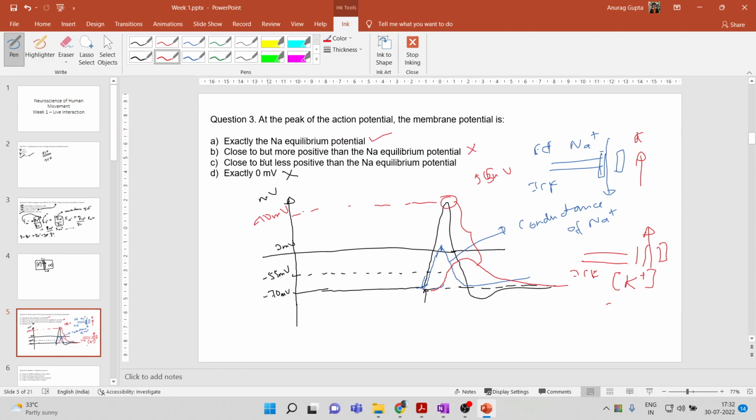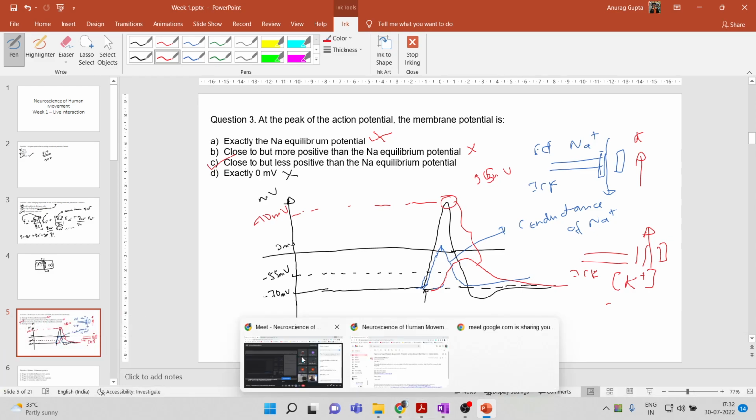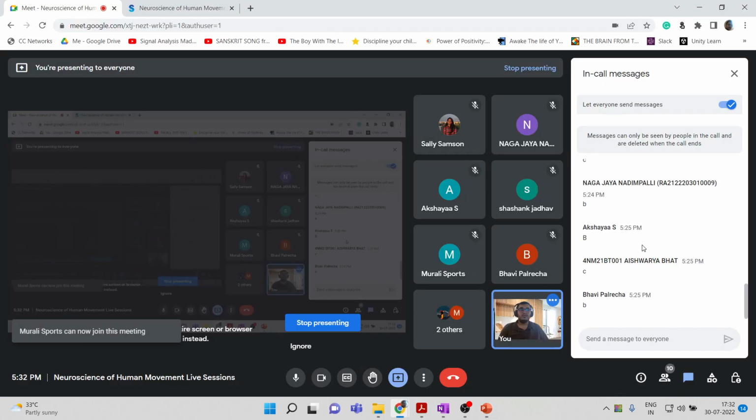This is wrong. Exactly, the Na plus equilibrium potential is also wrong, because before that the voltage gated potassium channels open up, and hence the conductance of potassium increases, and then repolarization starts. So these two are wrong, but the correct answer is close to but less positive than the Na plus equilibrium potential. Okay, so this is the explanation for this question. If you guys have any doubts related to this, you can ask me. If not, I'll go to the next question.